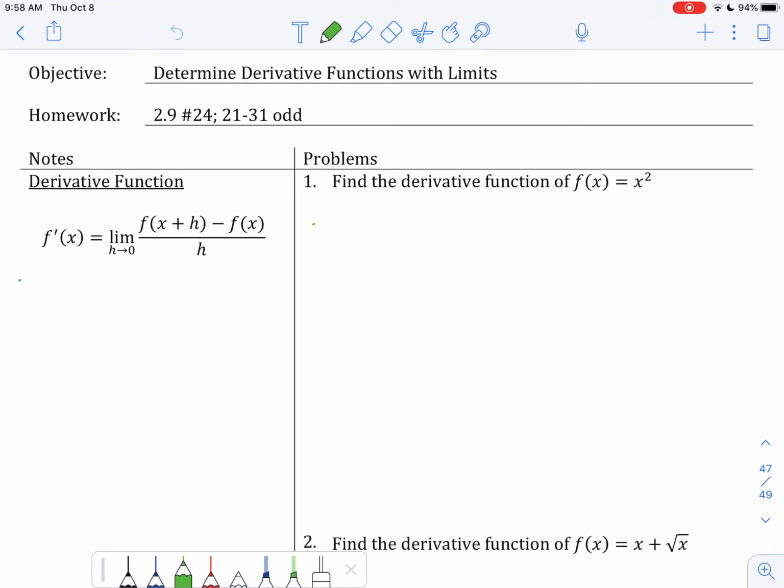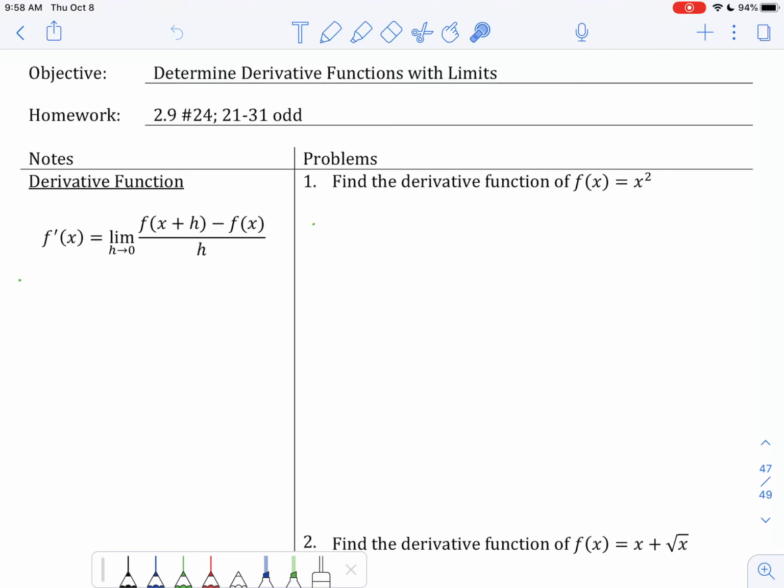Let us finish up with Chapter 2. We're going to do our last lesson in 2.9, so get yourself ready for notes. So this last one, we're going to talk about determining the functions of derivatives. So we've done a lot of graphing, but you can also find derivatives algebraically.